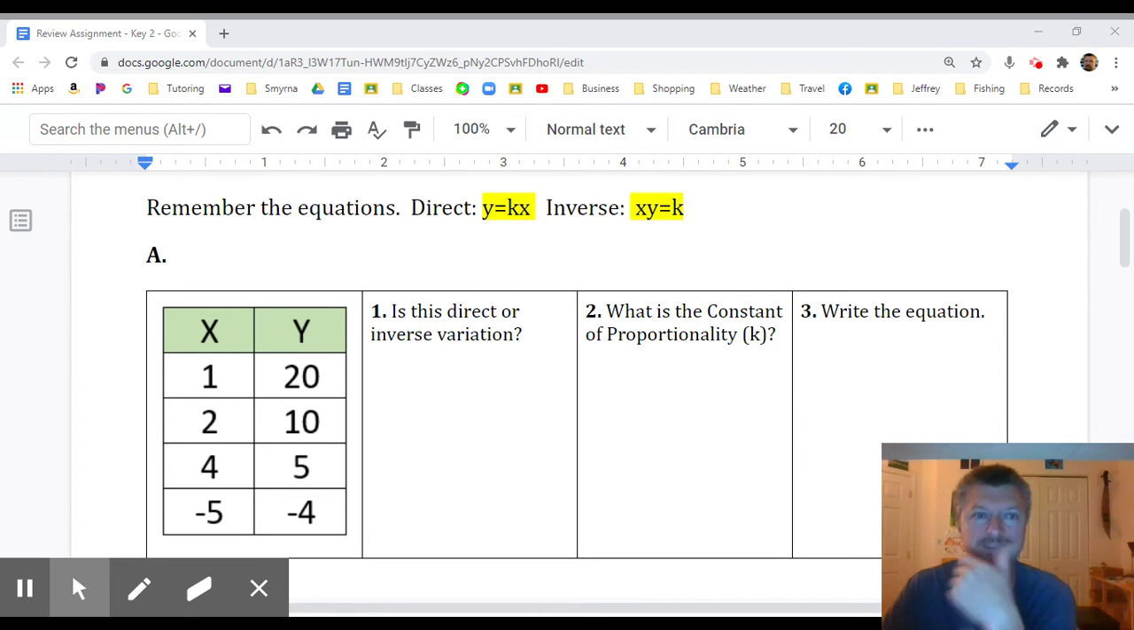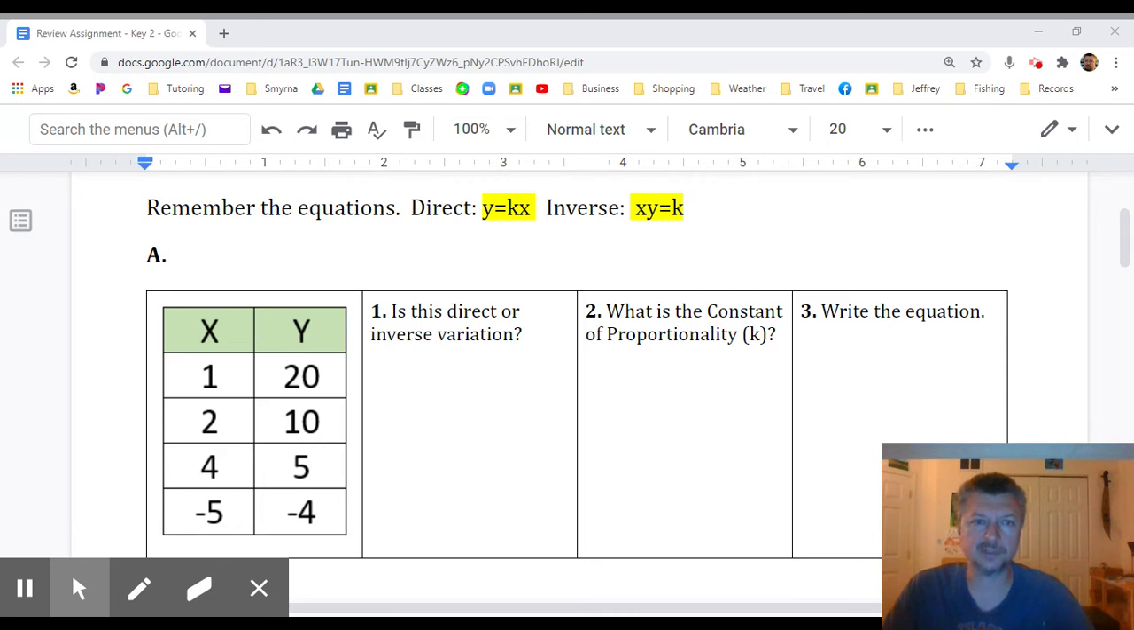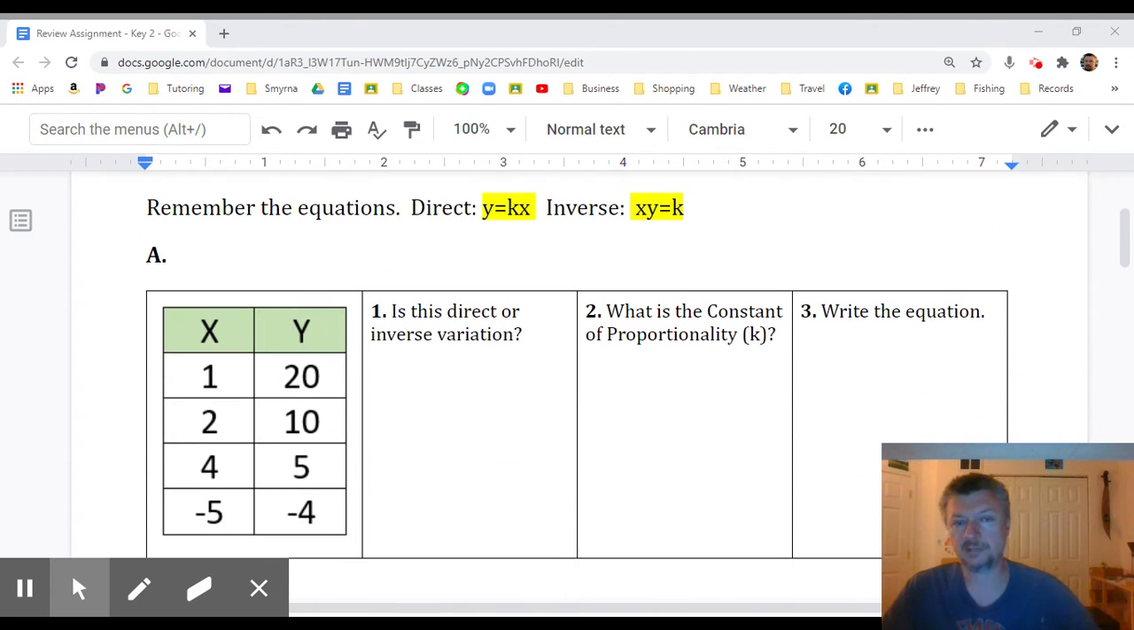Okay, you're back. So now we're going to do it together. All right, so first question, is this direct or inverse variation? Okay, so we're going to find out. Now, how do we find that out? First, remember we did this before. This was in week 3, and there's more information if you want to look back.